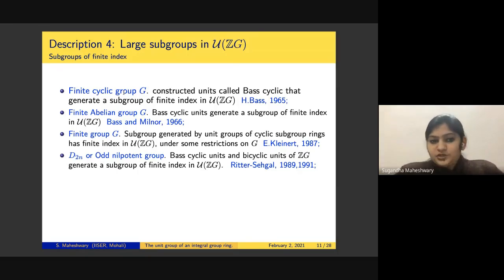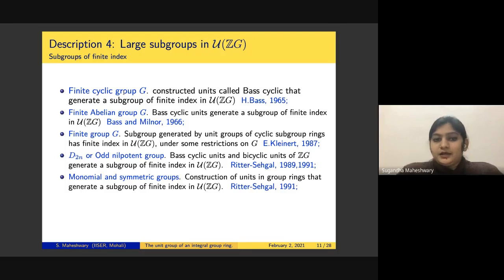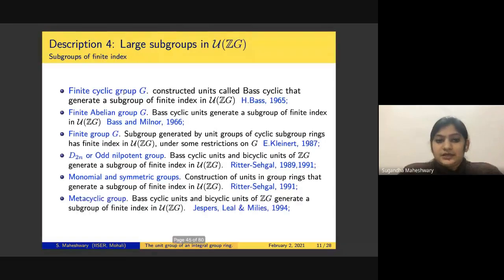So we do have an answer for the dihedral group of order 2n, for odd nilpotent groups, where Bass cyclic units and bicyclic units generate a subgroup of finite index. In fact, for some years now, there has been a trend of understanding for which groups these two kinds of units suffice, in the sense that they generate a subgroup which is large in UZG. There has been an answer for monomial and symmetric groups, right? And people have studied metacyclic groups also, and there we do have a positive answer in this direction.